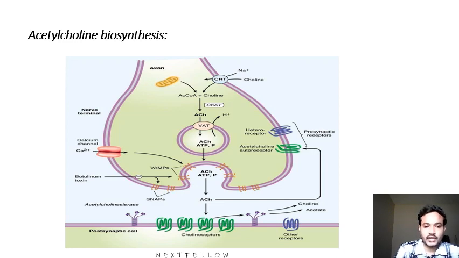The duration of action of acetylcholine is 30 to 90 seconds. Within this time, it is degraded by the enzyme acetylcholinesterase. With the help of acetylcholinesterase, acetylcholine is degraded into choline and acetate. Both are taken up into the neuron for further biosynthesis.